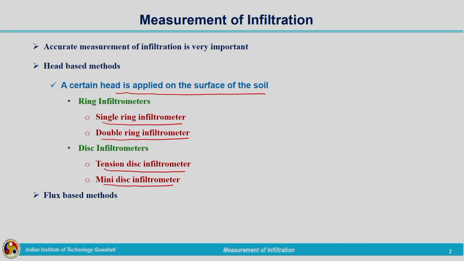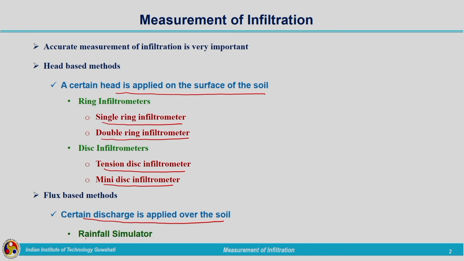Now coming to the flux-based approach, we provide a certain discharge over the soil. That discharge may be rainfall, that is, the intensity of rainfall, or sometimes we artificially create the fall or discharge by means of nozzles provided on pipes. One flux-based method is the rainfall simulator. This is also commonly used, mainly in field measurements. Rainfall simulators work on the principle of the flux-based approach.